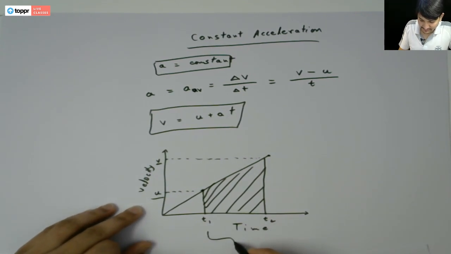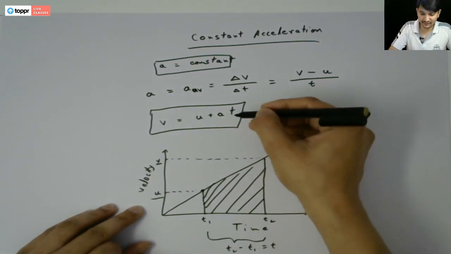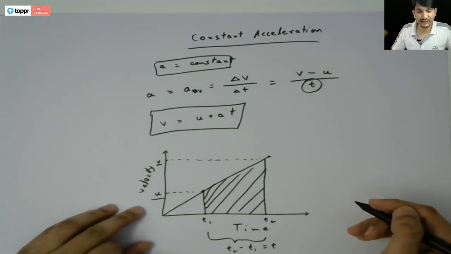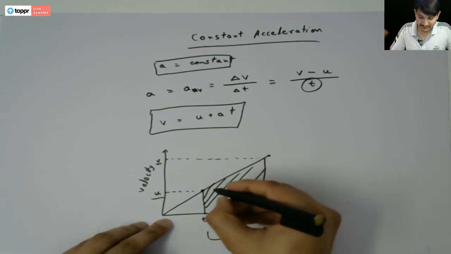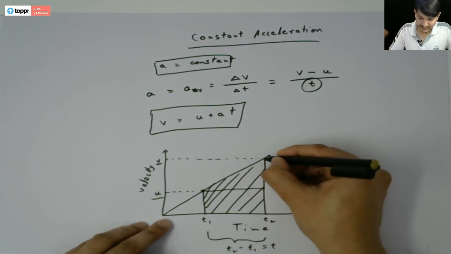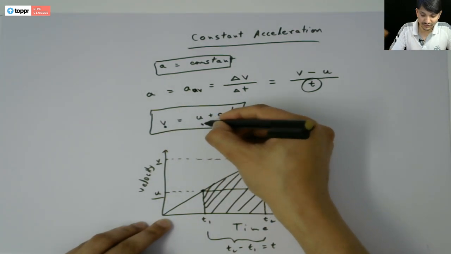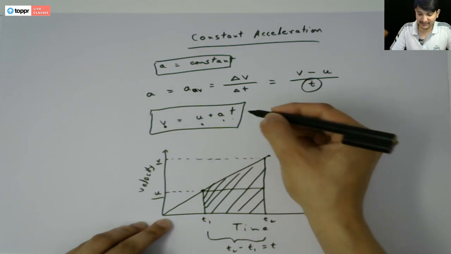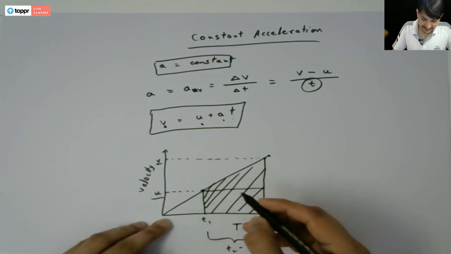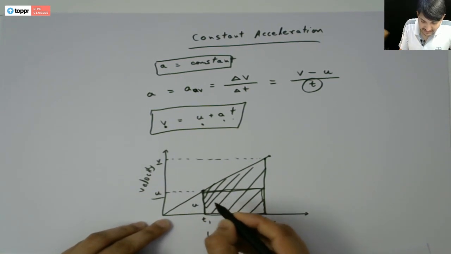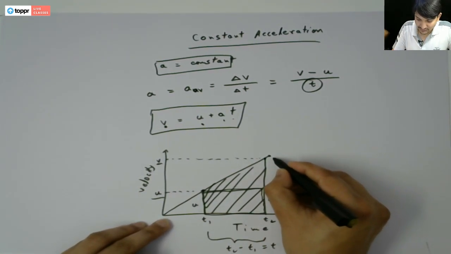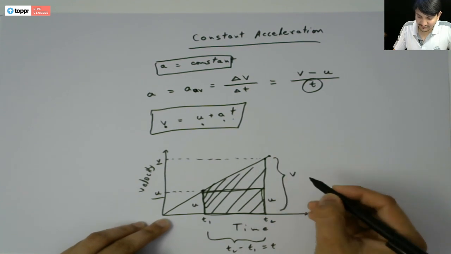Considering the time duration from t1 to t2, t2 minus t1, we are taking as t, which is the time here. And we are finding v in terms of u, a and t. So we can draw a rectangle here. We know this distance is u, this distance is u, and this whole distance is v.